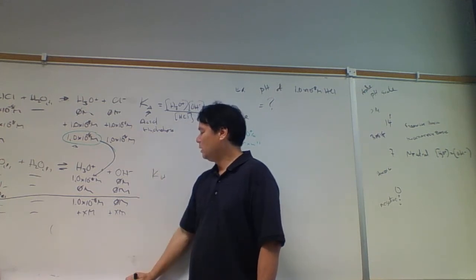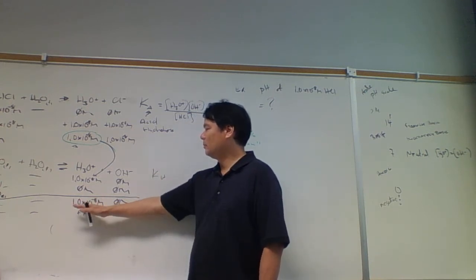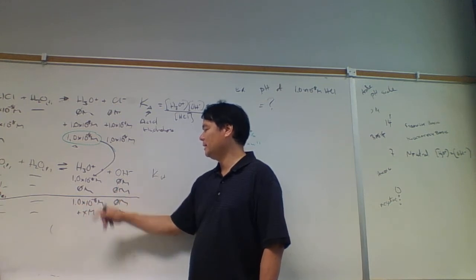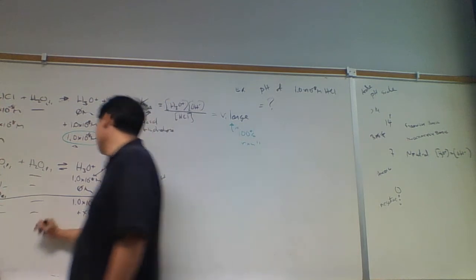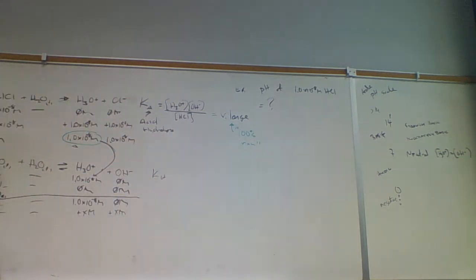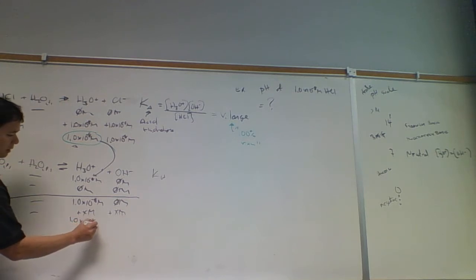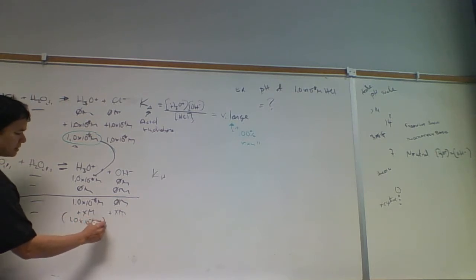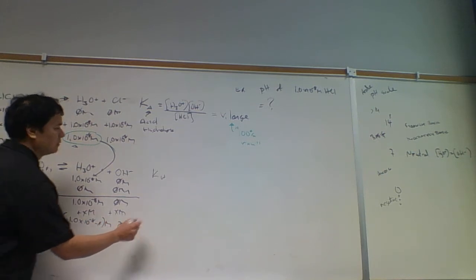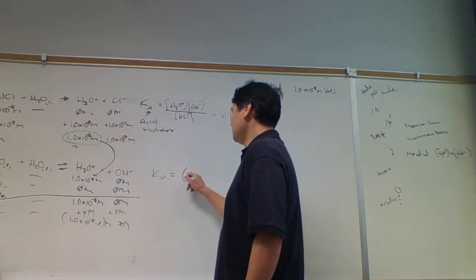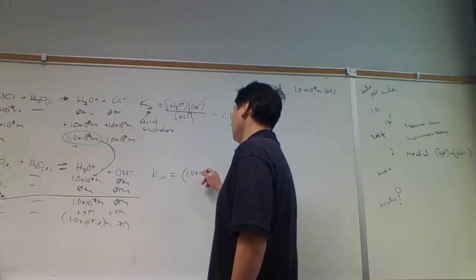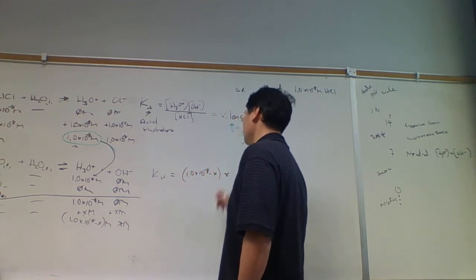And so you can think of this as more like Le Chatelier's principle inhibiting the reaction, because it should shift the other way. And so at equilibrium, we're going to get 1.0 times 10 to the minus 8 molar plus x molar. So we'll just say 1.0 times 10 to the minus 8 plus x, and then x. And so when I plug this in here, the math is a lot easier. 1.0 times 10 to the minus 8 minus x times x.